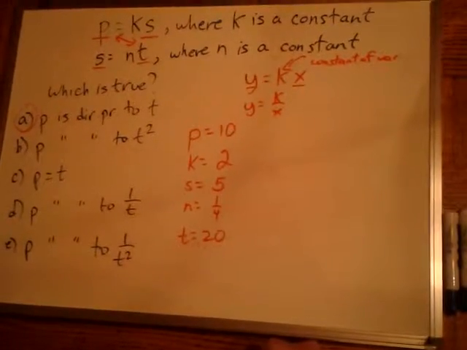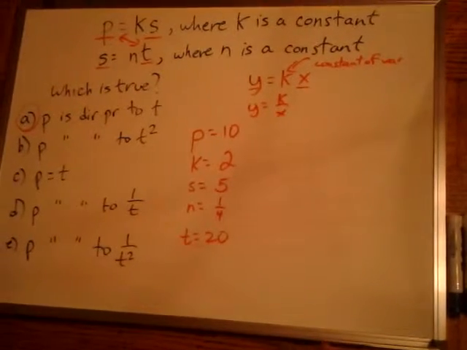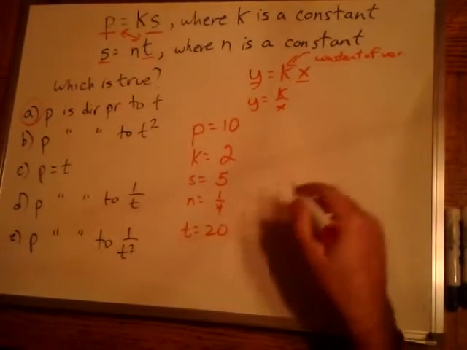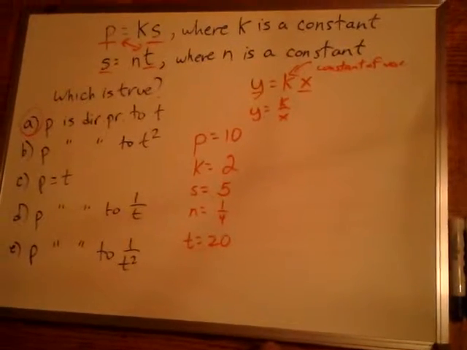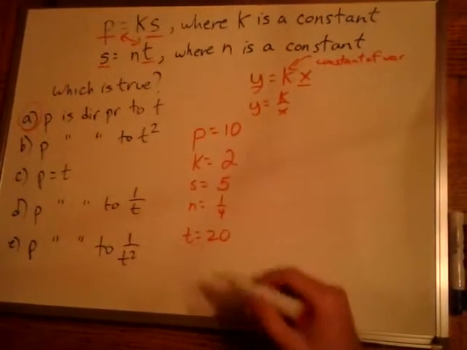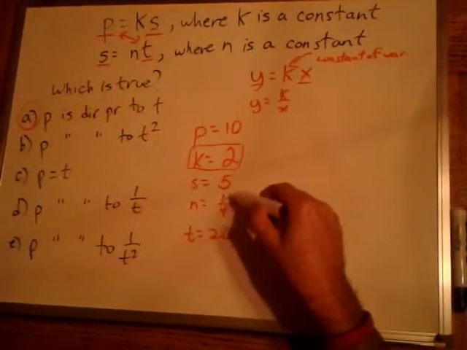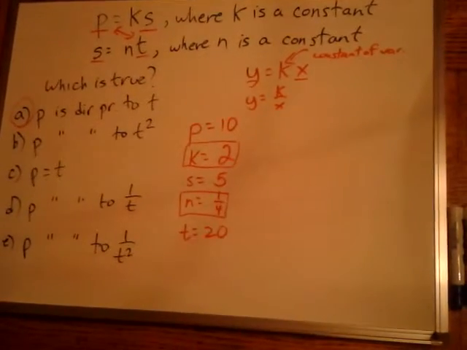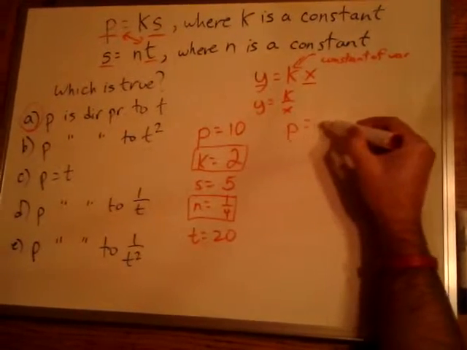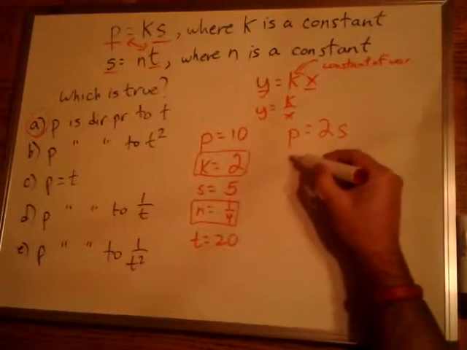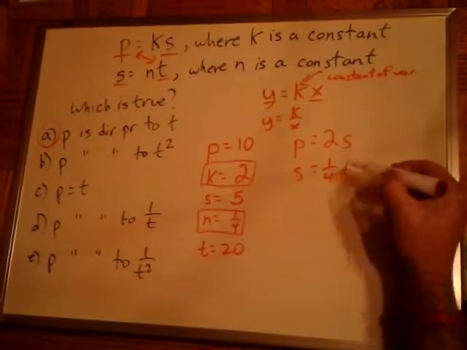Now you have to peek at the answers and you have to see where they're talking about directly proportional. You have to know what that means. So let's move some of these variables around and let's see how they react. All I'm going to do, because the constants will stay the same, so K equals 2 will stay the same, and N equals 1/4 will stay the same. Just by definition, that's what a constant is. So we really have P is equal to 2S, and S is equal to 1/4 times T.